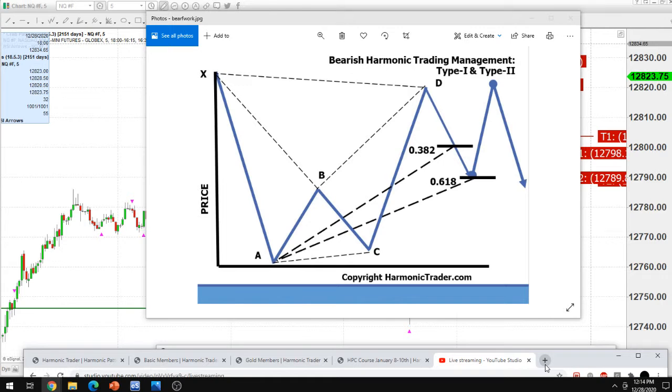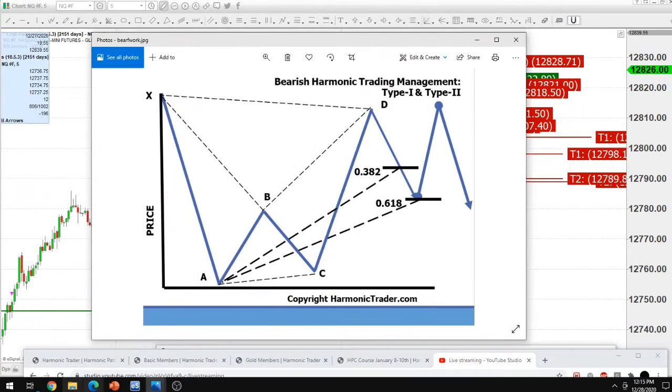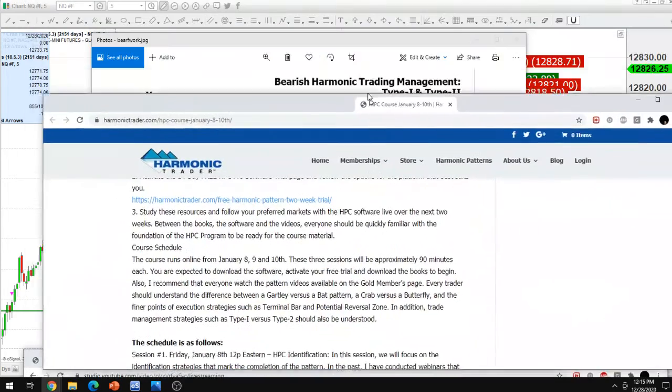I want to talk about a few things today. I want to talk about the course, but I really want to use this opportunity to start our conversation in harmonic patterns away from the patterns themselves. Everything that we want to do going forward and everything I'm going to be focusing on in the course. And so this is a good place to start.